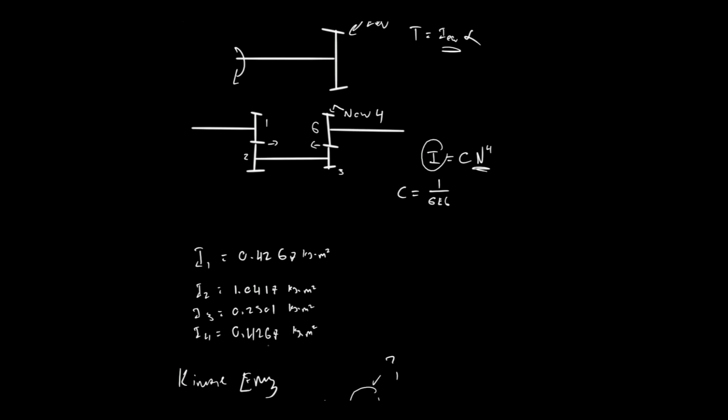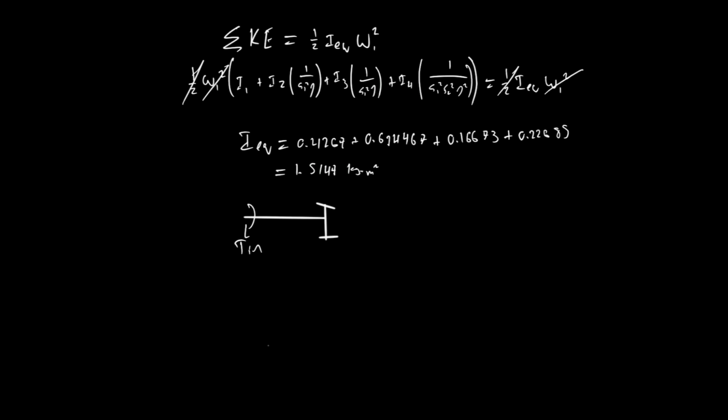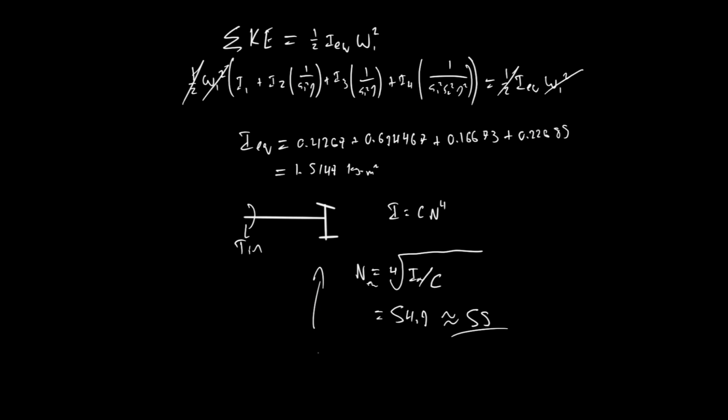Our inertia is c times n to the 4. We know what c is. So we can also calculate the equivalent gear, where n equals the 4th root of I over c, and we know what I is from here. So there's our equivalent: N equivalent equals the 4th root of I equivalent over c. Taking the 4th root of 1.5147 over 6 times 10 to the 6, we end up getting about 54.9, approximately 55 teeth. This tells us that if we had an equivalent gear just spinning on a plain shaft, we'd have about 55 teeth on that gear to get the same inertia as all of these gears put together spinning at their respective speeds.